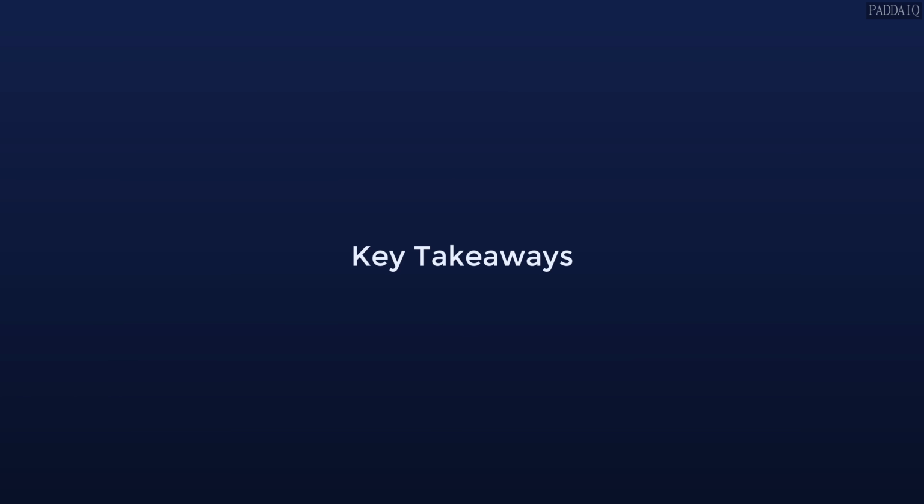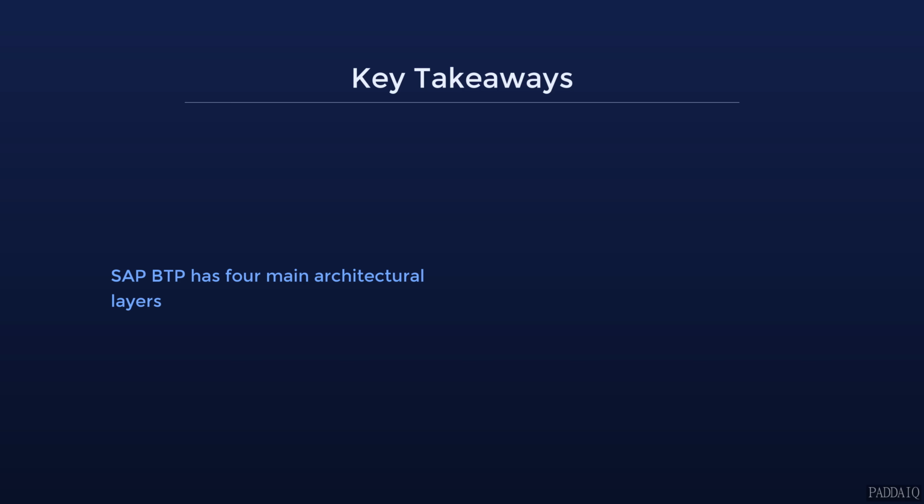Key takeaways from today's presentation. SAP BTP has four main architectural layers. These are foundational building blocks, tools for development, a platform to run applications, services for adding intelligence, and environments for managing data. For example, you can build an app, host it, add AI features, and connect it to your business data. Understanding these layers is essential for effectively using SAP BTP.